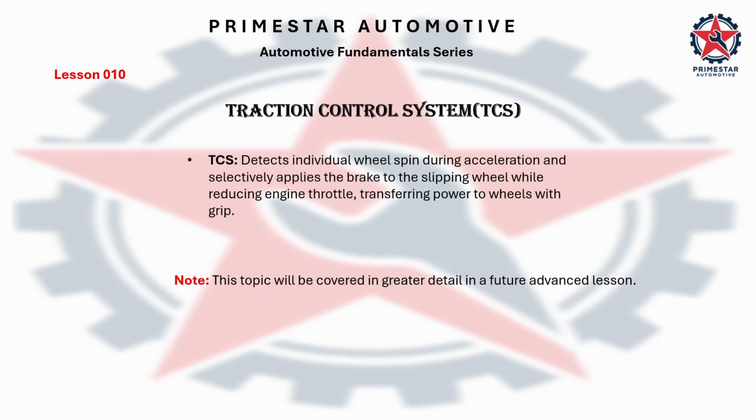Traction Control System, or TCS. TCS detects individual wheel spin during acceleration and selectively applies the brake to the slipping wheel while reducing engine throttle, transferring power to the wheels with grip.